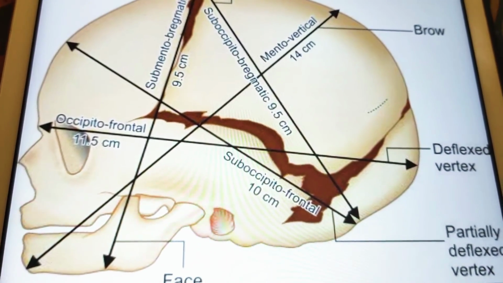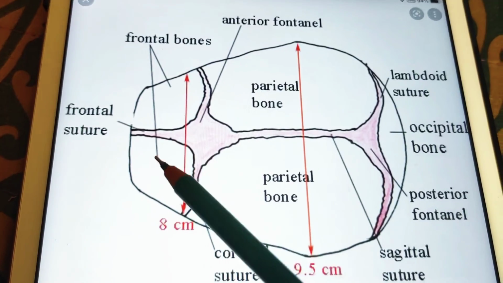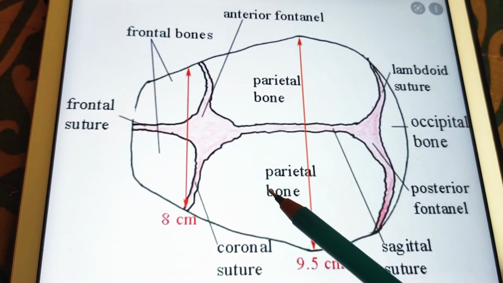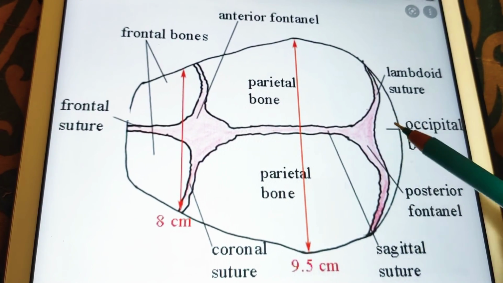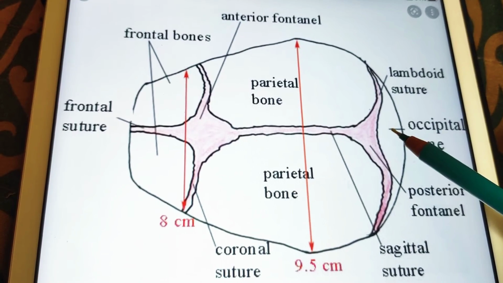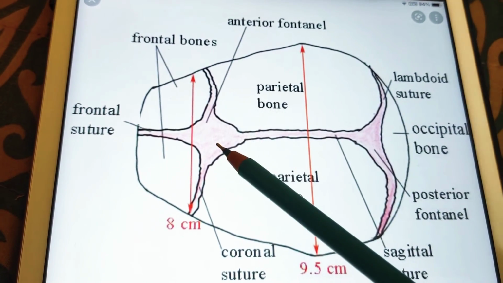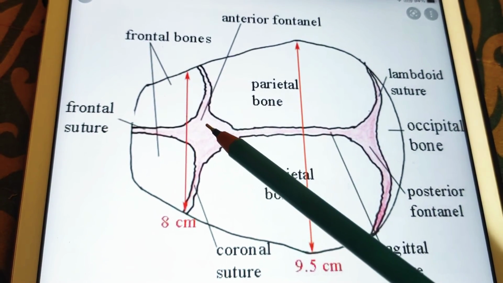Now let us see the closure of fontanelles. What are fontanelles? This is the anterior fontanelle where the frontal bone joins with the parietal bones, and this is the posterior fontanelle where the parietal bones join with the occipital bone. Especially the anterior fontanelle closes by 18 months. This anterior fontanelle is also called bregma.